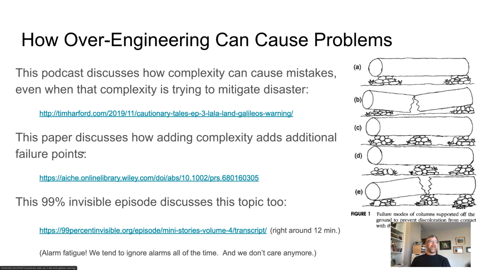Interesting. But then it talks about the relevance to actual engineering too. This paper discusses how complexity adds additional failure points. That's what I took this figure from. It's an interesting paper. And then 99% Invisible is one of my favorite podcasts. They did a little sub episode. They have these mini stories episodes.